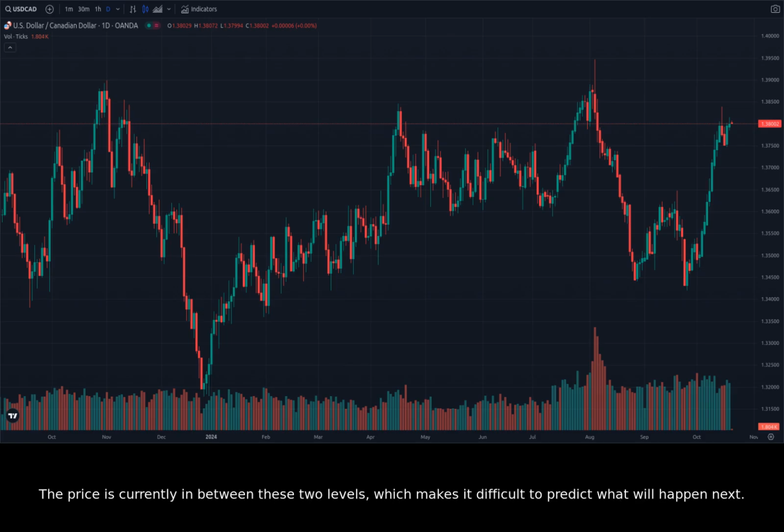The price is currently in between these two levels, which makes it difficult to predict what will happen next. However, if the price breaks above 1.38, it could signal a strong bullish trend. Conversely, if the price breaks below 1.36, it could signal a bearish trend.